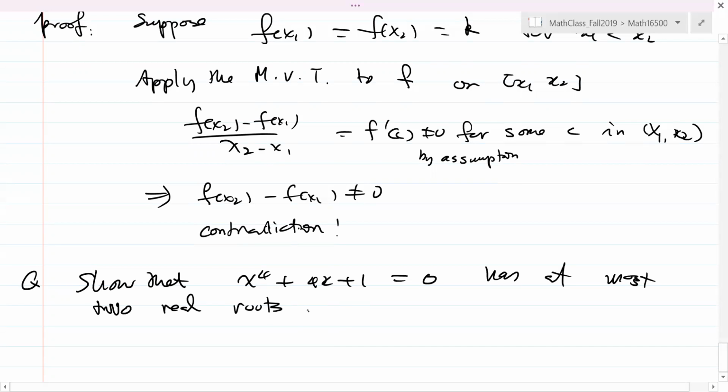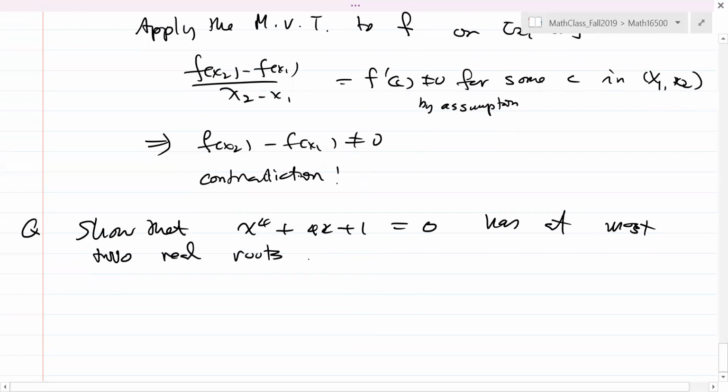Sometimes it has four real roots. Okay. Now you have to prove that it's only two. At most there is only two. If some guy says, I have three roots, blah, blah, blah, then you have to argue with him, right? Why it's only at most two real roots.